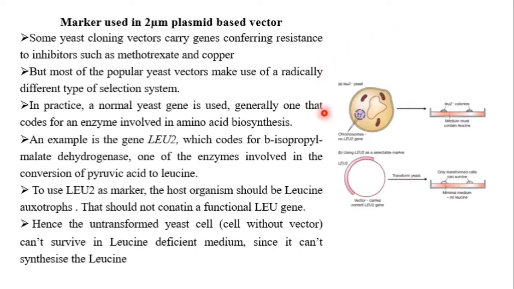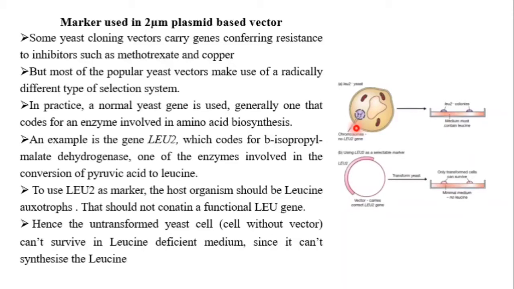Our host cell is a yeast, and this host cell should be a leucine auxotroph. That means this yeast cell does not contain the LEU2 gene. Here you can see the yeast chromosome, and it does not contain the LEU2 gene. That's why this yeast cell cannot survive in media without leucine, because it cannot synthesize leucine.